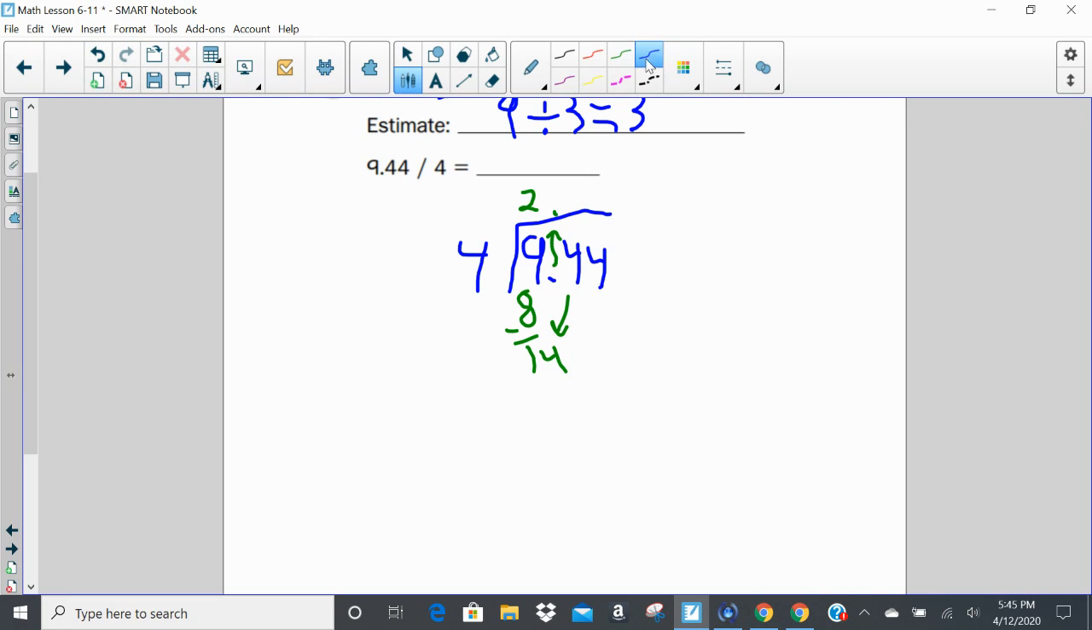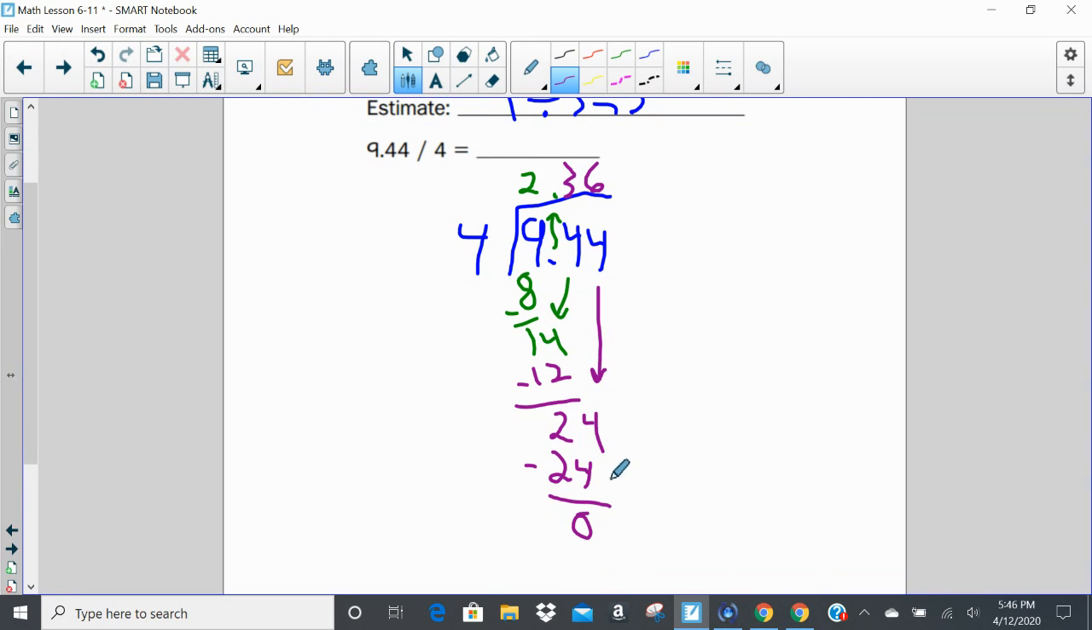Divide again. How many 4s go into 14? So that's 4, 8, 12. Yep, that would be 3. 3 times 4 equals 12. Subtract, you get 2. Bring down your 4. 4 goes into 24 how many times? That's right, Will. Good job. That is 6 times. 6 times 4 is 24. Subtract, and you get 0.